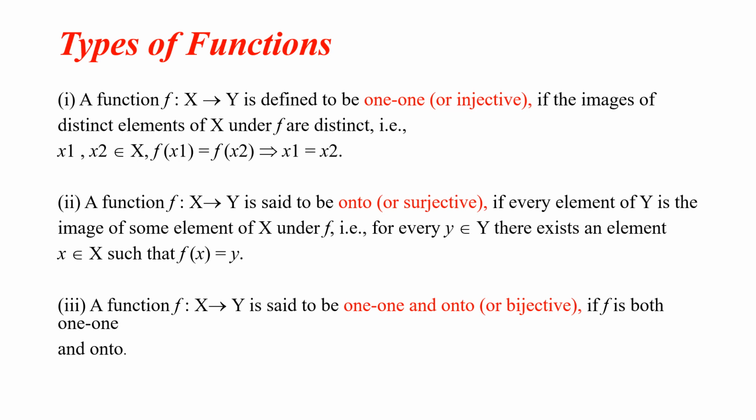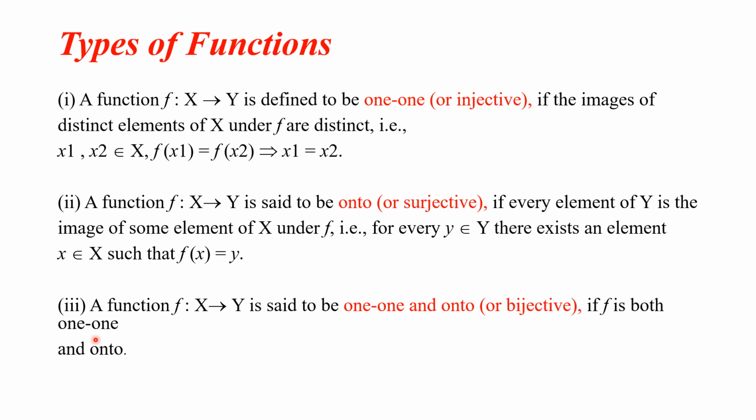The second type of function is called an onto function, in other words, surjective. A function f from X to Y is said to be onto if every element of Y is the image of some element of capital X under f, that is, for every y in capital Y, there exists an element x belonging to capital X such that f of x is equal to y.